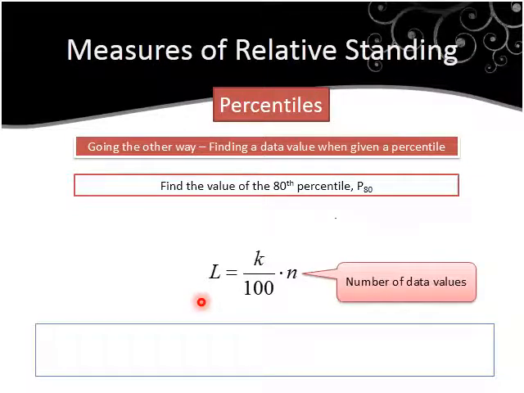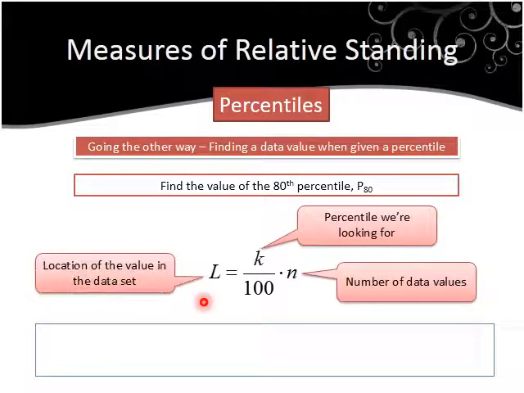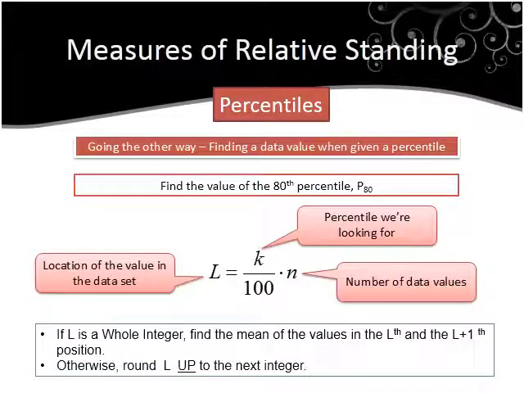So n, of course, is the number of data values. K is the percentile that we're looking for. So in this case, since I'm looking for the 80th percentile, my K will be 80. And L will tell me the location of the value that I'm looking for. So a couple notes. If L happens to be a whole integer, we're going to find the mean of the values in the Lth and the L plus 1th position. Otherwise, we're going to round L up to the next integer, and that will be our location.